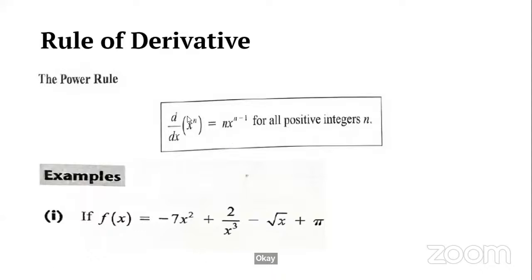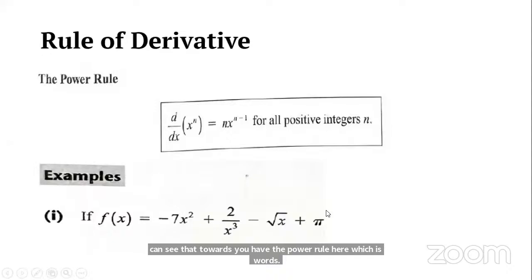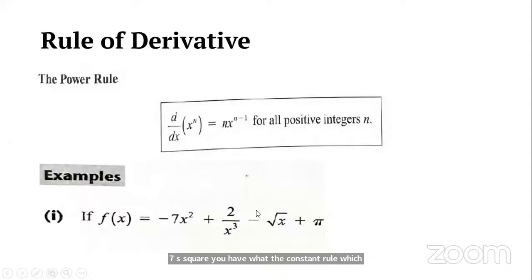So now let's apply the power rule, the constant rule, and the function S rule in this example. You can see that this example that we have here, f of s is equal to negative 7s squared plus 2 over s cubed minus root of s plus pi. In this example, you have the power rule here, which is 7s squared. You have the constant rule, which is pi here. Then you have the function S rule as well.